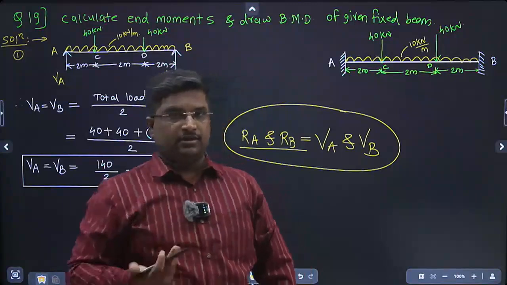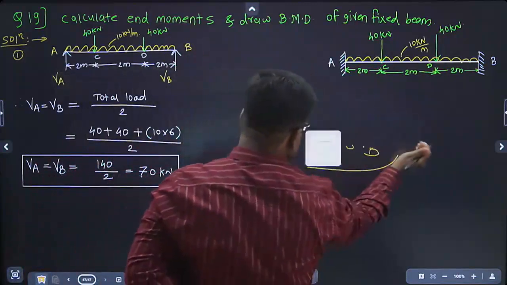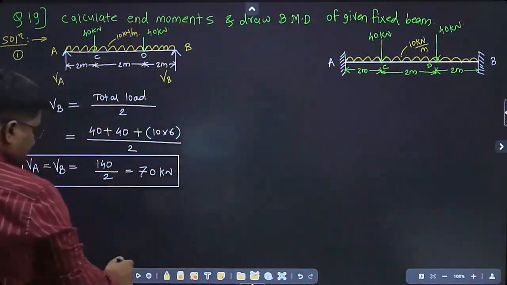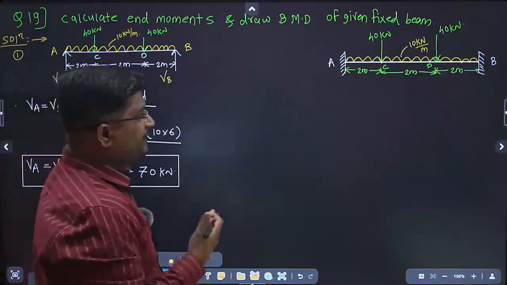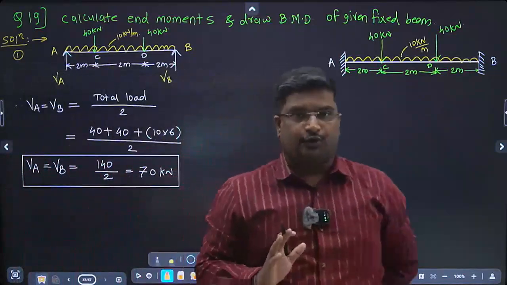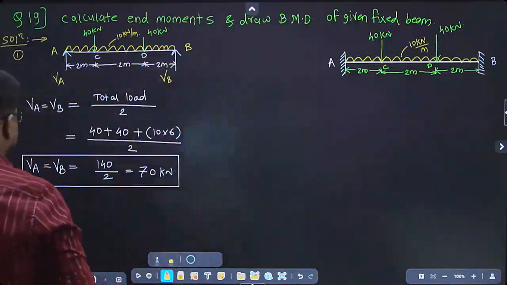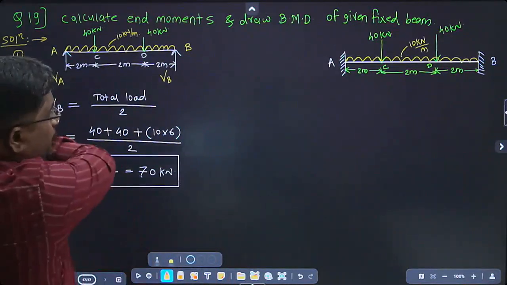Clear? So that step, we have to skip, to calculate RA and RB. The problem becomes much easier if it is symmetrically loaded. Very easy problem if it is symmetrically loaded. So VA and VB we have got. Now find out the free bending moment at C and D.